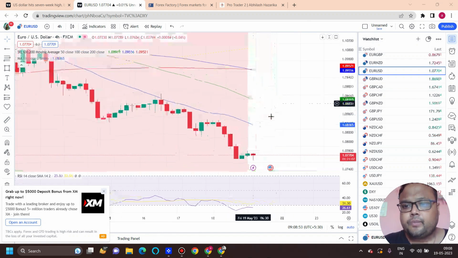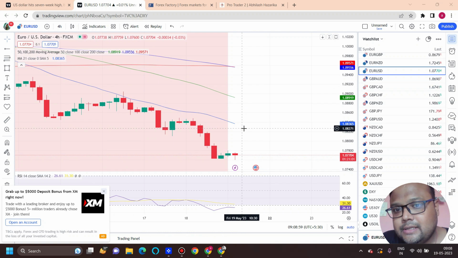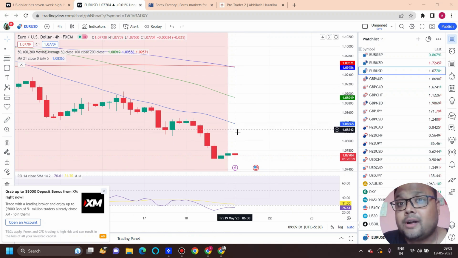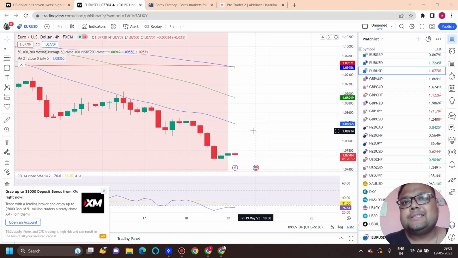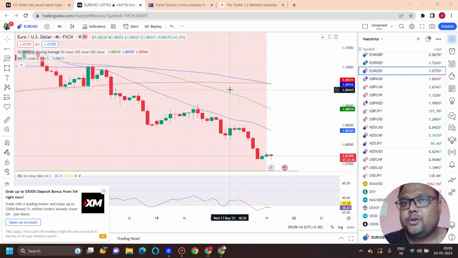But the problem is that though this moving average is working as dynamic resistance, this moving average is also quite far away, especially if we consider that we need to take a sell position before the news, because after news nobody can predict what will happen.